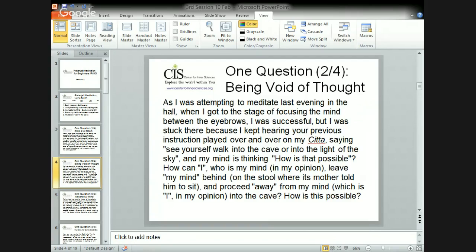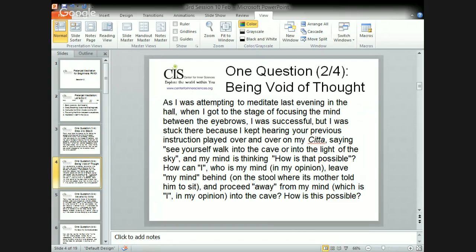Further question is a continuation. As I was attempting to meditate last evening in the hall, when I got to the stage of focusing the mind between the eyebrows, I was successful. But I was stuck there because I kept hearing your previous instruction played over and over in my chitta, saying, see yourself walk into the cave or into the light of the sky. And my mind is thinking, how is that possible? So I am trying to give you some guideline, and that itself is becoming a thought, and you are becoming burdened with that.